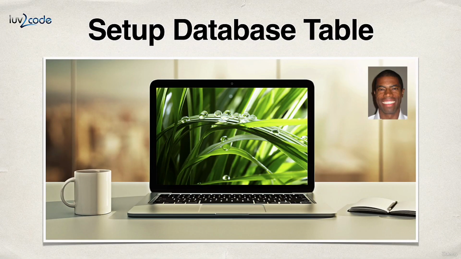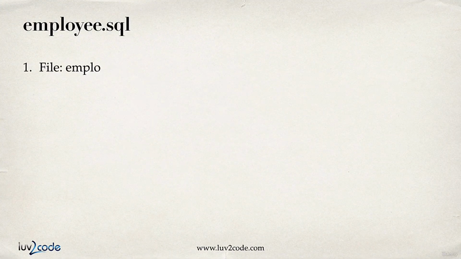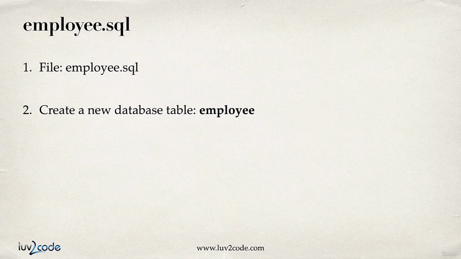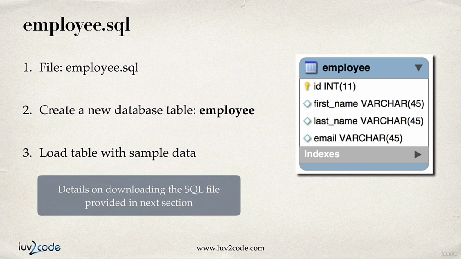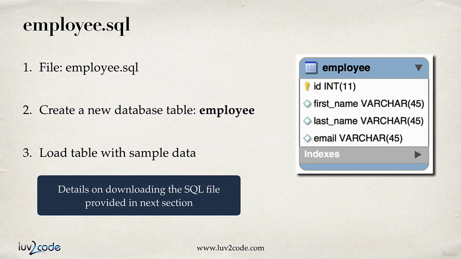In this video, we'll actually set up our database table. So we'll have this file called employee.sql. And this employee.sql file will basically create a new database table for us called employee. And this table will have 4 fields: ID, first name, last name, and email. Also, this script will actually load the table with sample data, just so we have some employees to work with to get started. So the details on downloading the SQL file are provided in the next section.